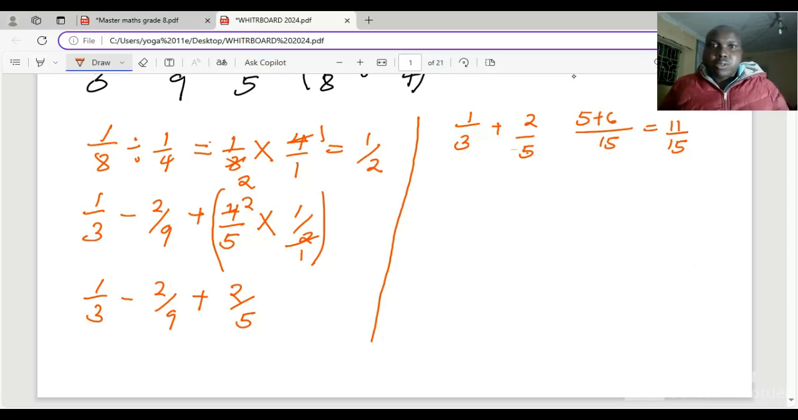Then finally now, the number we have here is 11 over 15 minus 2 over 9. The LCM is 45. 45 goes to 15 three times, 3 times 11 is 33, minus, this goes to 45 five times, 5 times 2, 10. The answer is 23 over 45.